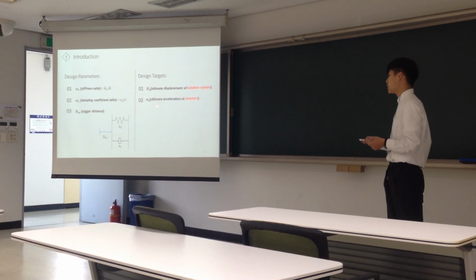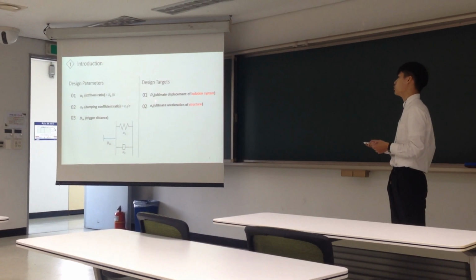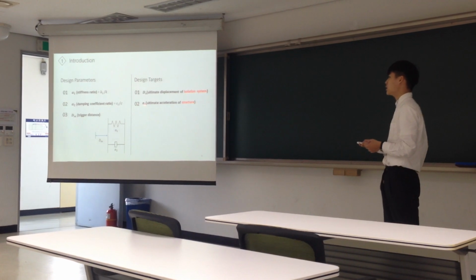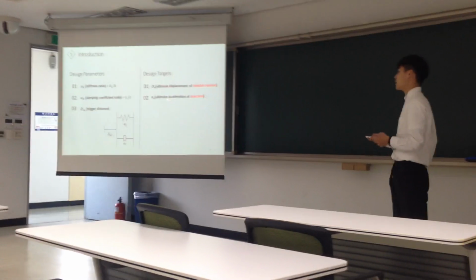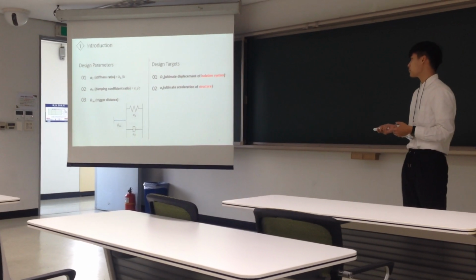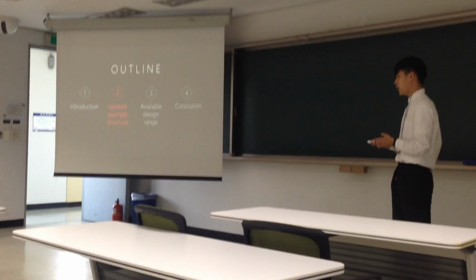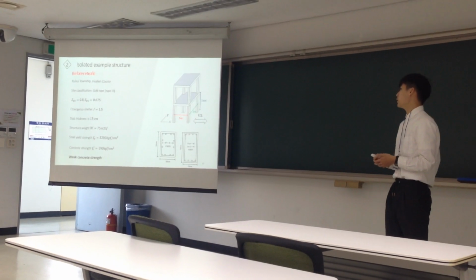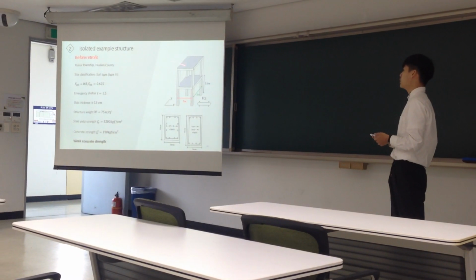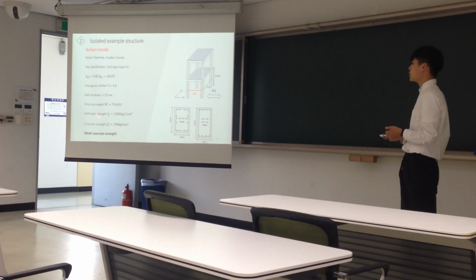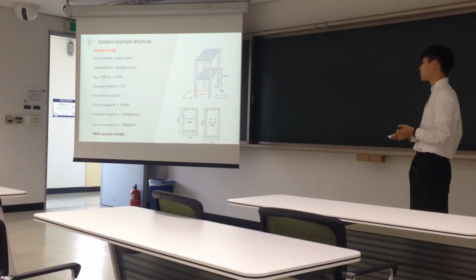What about the 2 design targets? The first is dU, the ultimate displacement of the isolation system. And the second one is AU, the ultimate acceleration of the structure. So let's talk about my isolated example structure. This is the isolated example structure before retrofit by the isolation system. And there is some information about this example structure.